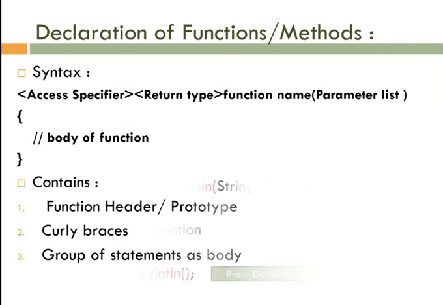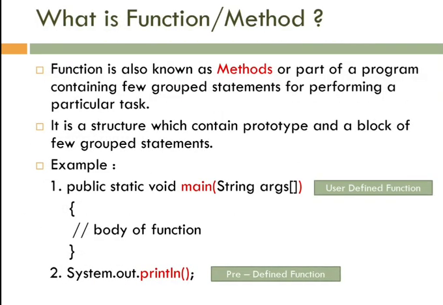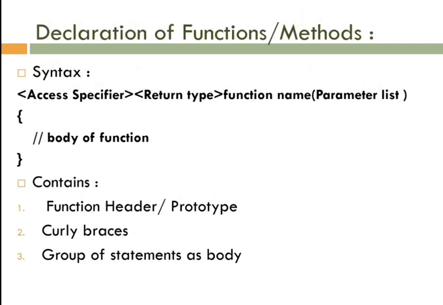Then we have the body of a function. Main also contains our code inside, that is the body of the function. You are familiar with the syntax. First is the access specifier, that is public. Return type, that is void. Function name, that is main. Parameter list, that is string args with square brackets. You already have the main function, and previously you declared it so many times. That's why it is easy to remember the syntax of functions.